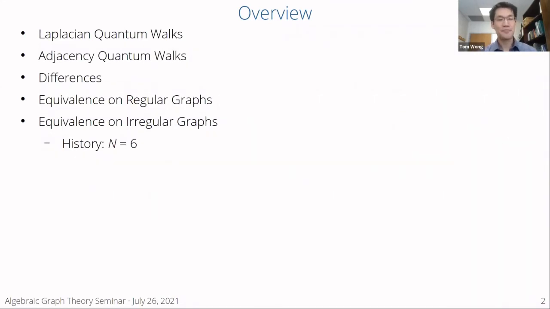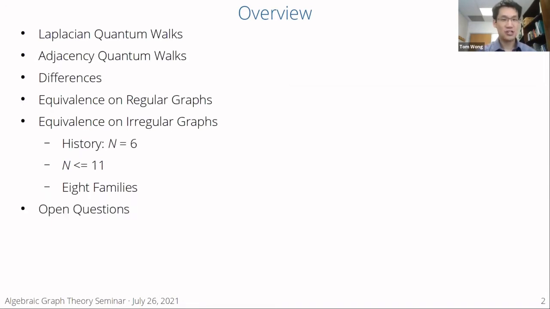I think the history is kind of fun and interesting, so let's talk about that. And then we'll look at this equivalence on irregular graphs with 11 vertices or less. From that, we identify 8 families of irregular graphs where there's this equivalence. And then I'll end with some open questions.